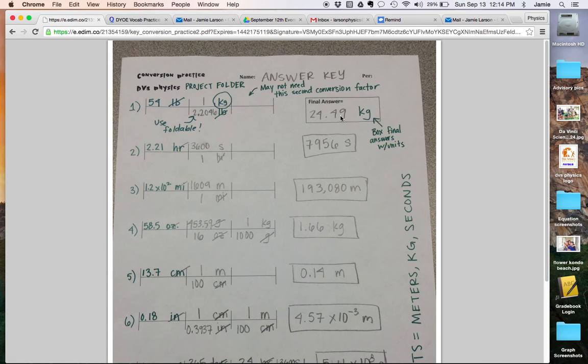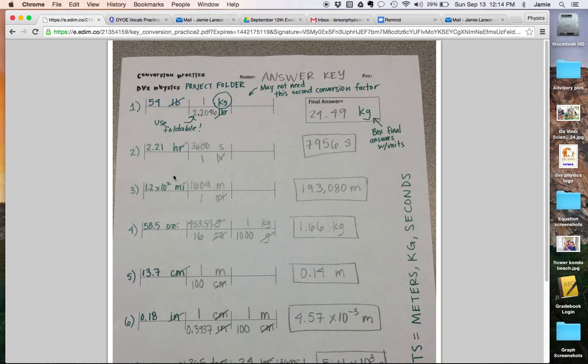If you leave a final answer with a number and no units, it will be marked incorrect, and that kind of defeats the purpose of doing the unit conversion. So make sure all final answers have an SI unit attached to them.